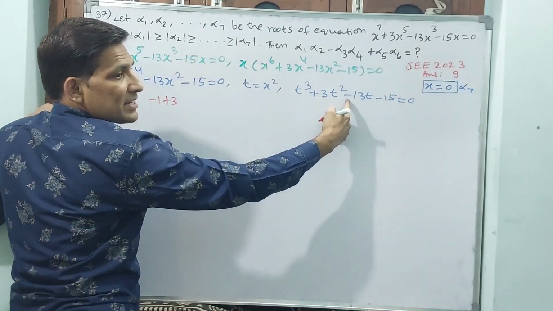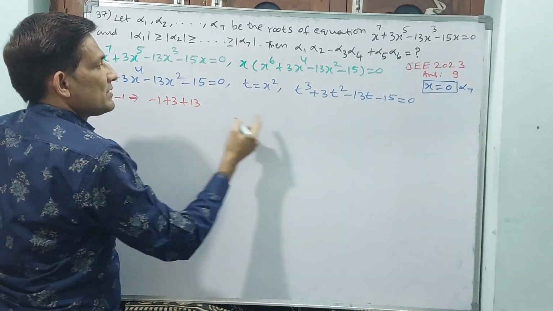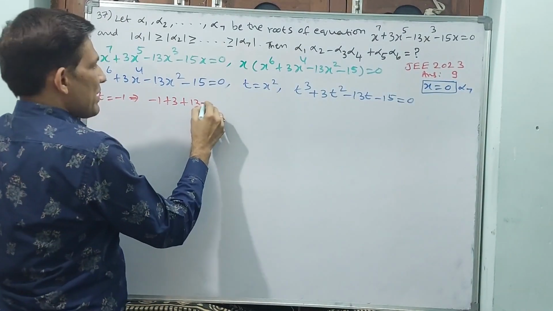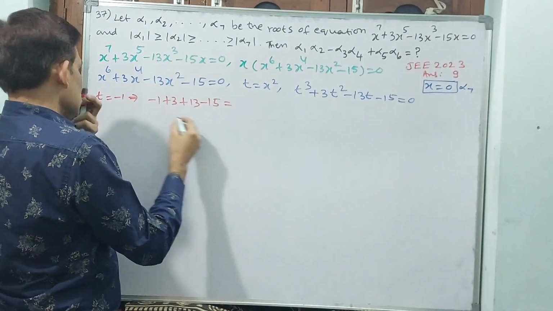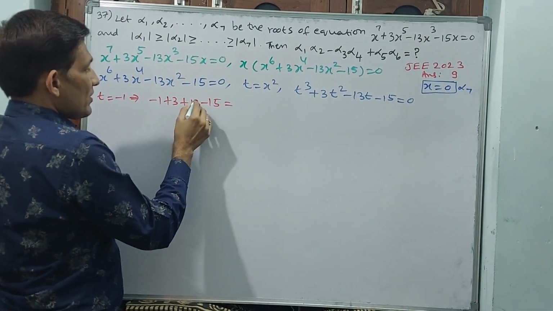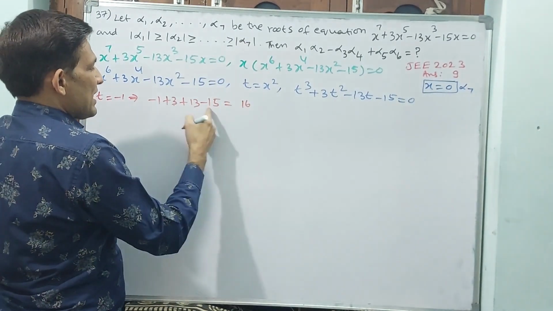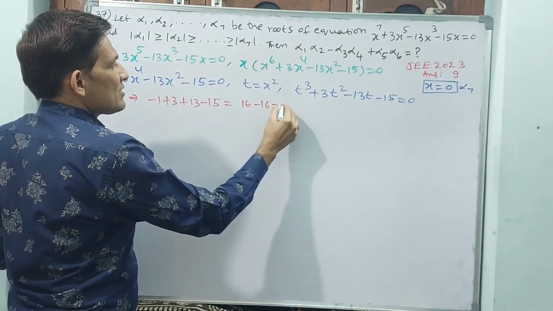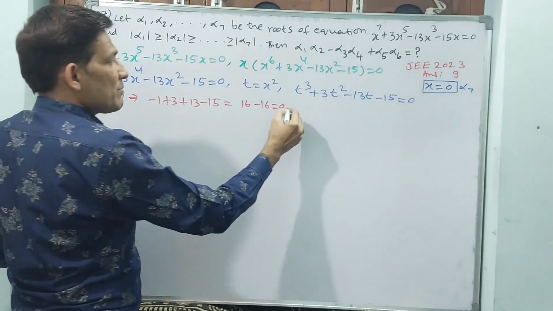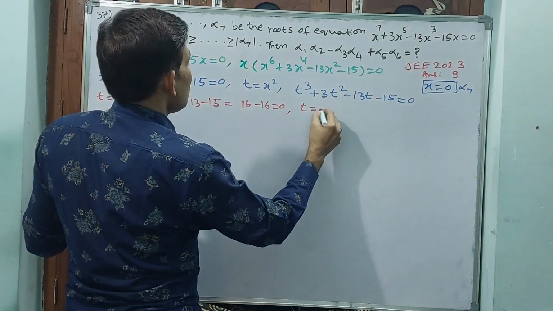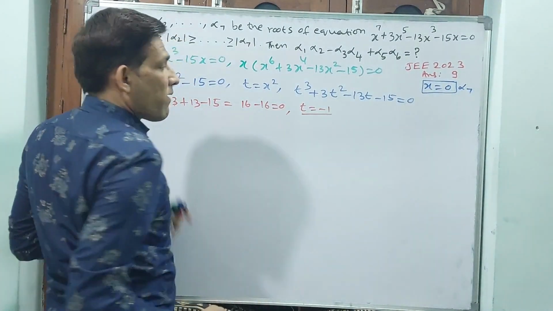Minus into minus, plus 13. Minus, see, not minus, that's all. 15, that is equal to... See here, 13 plus 3 plus 16, minus 15 minus 1 minus 16, that is equal to 0. LHS is equal to RHS. That means, see, t is equal to minus 1 is 1 root.